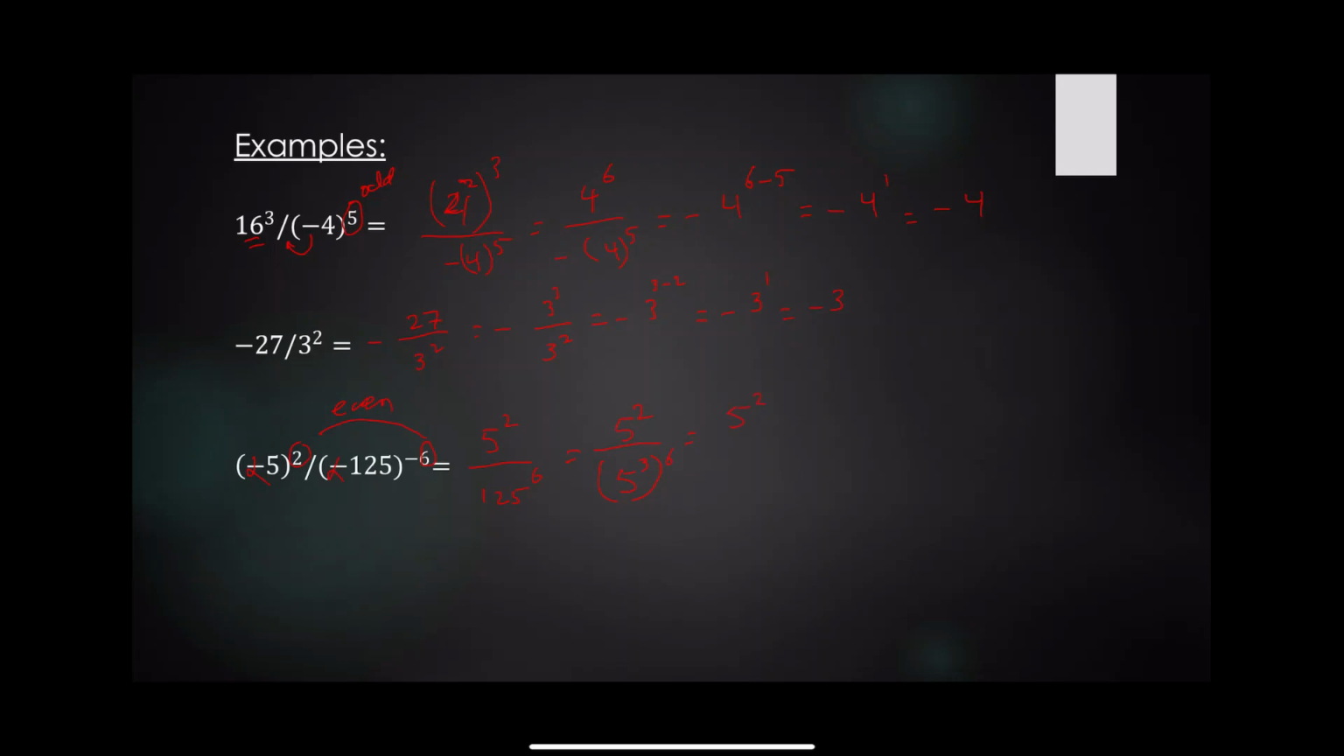So it's 5 to the power 2 divided by, when we have a power raised to another power, we should multiply the powers. So it's 5 to the power 18. 5 to the power 2 over 5 to the power 18 is 5 to the power 2 minus 18, which is 5 to the power negative 16, which is 1 over 5 to the power 16.